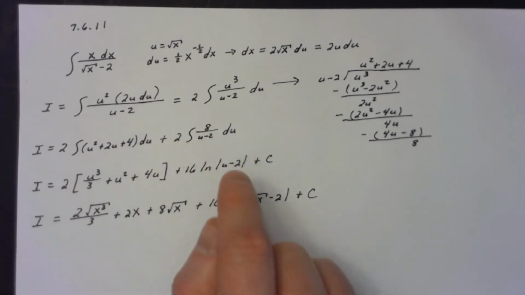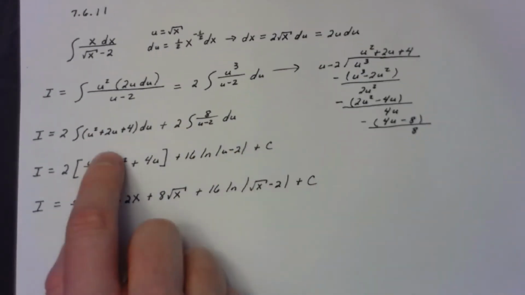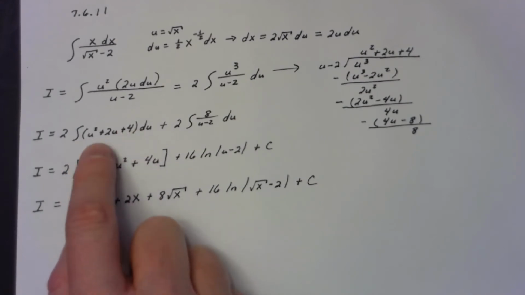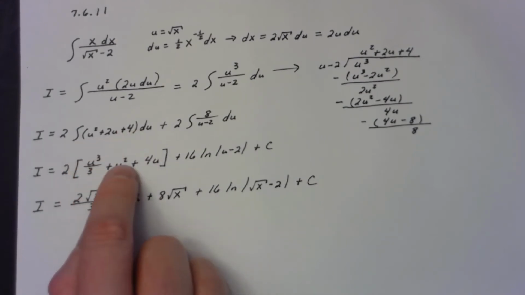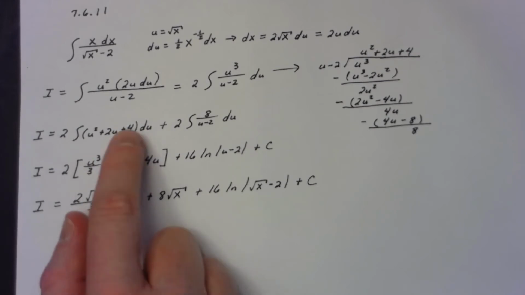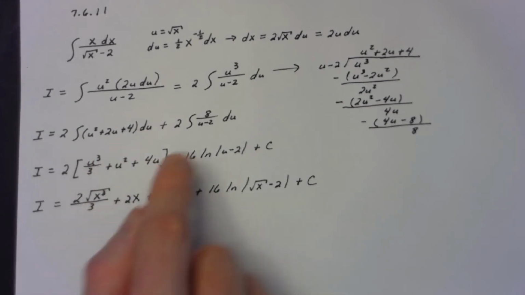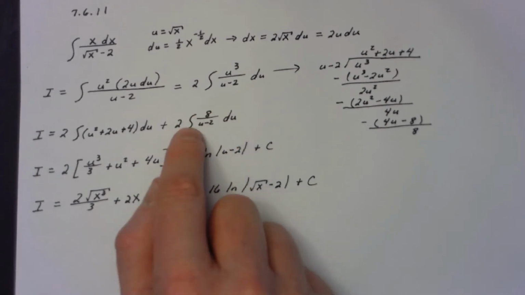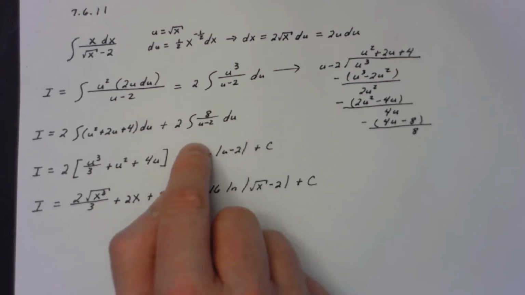Now this becomes extremely easy to integrate because for all of the first set, it's just the power rule. So I get u cubed over 3. This would be 2u squared over 2, or just u squared. The last term, 4u. Over here, I can see if I factor that 8 out and multiply it by the 2, I would get a 16.